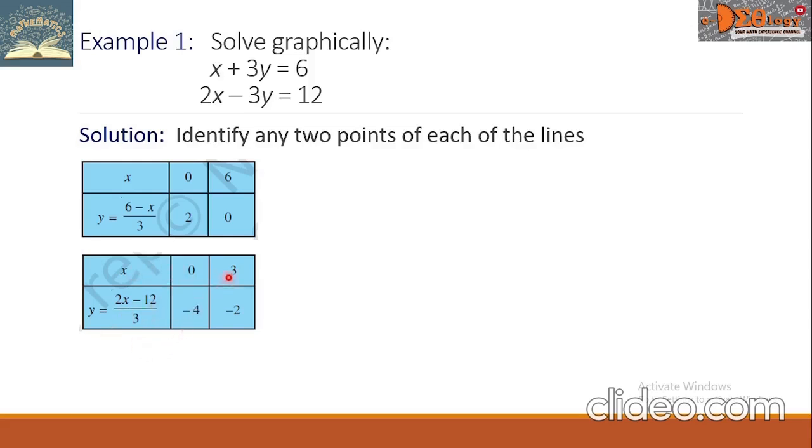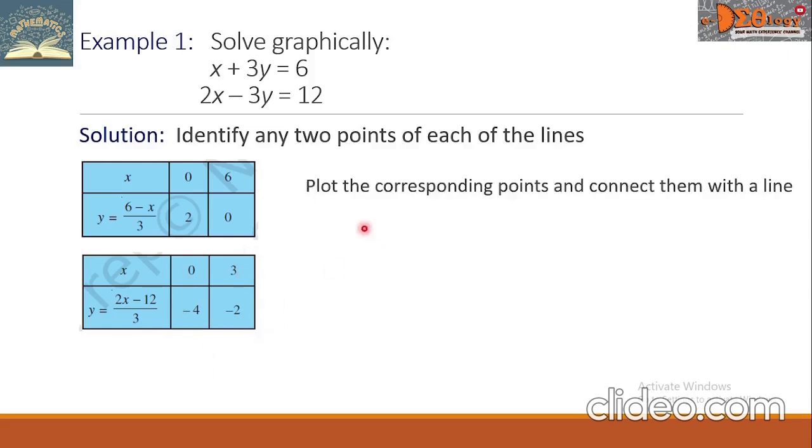Then we assign 3 for the x. We substitute this 3 to this equation. The value of y then will be negative 2. So the 2 points for the second equation are 0, negative 4, and 3, negative 2. Now let us plot the corresponding points and connect them with a line.